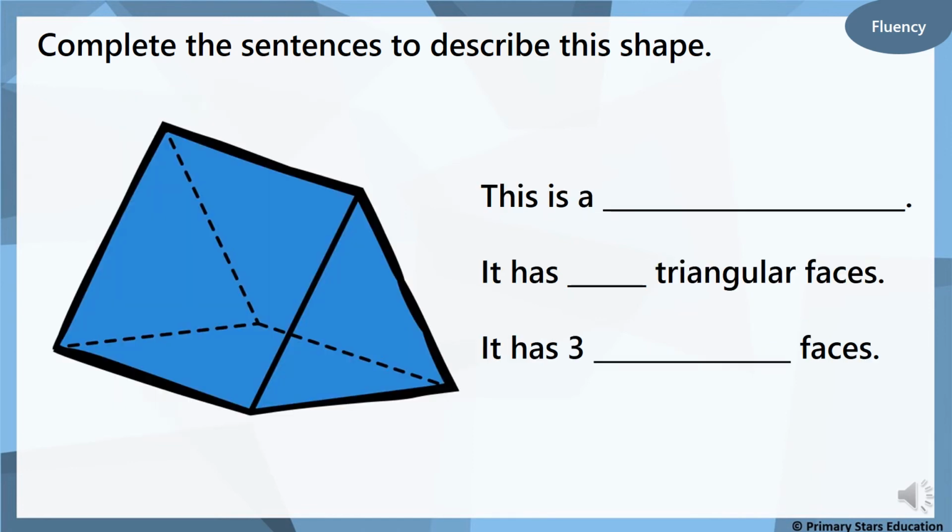Okay, so this is a, it has how many triangular faces and 3 what kind of faces? You can pause it now and work it out at home and then come back and check. Okay, this is a triangular prism. It has 2 triangular faces, 1 on either end, and it has 3 rectangular faces that go around the edges.